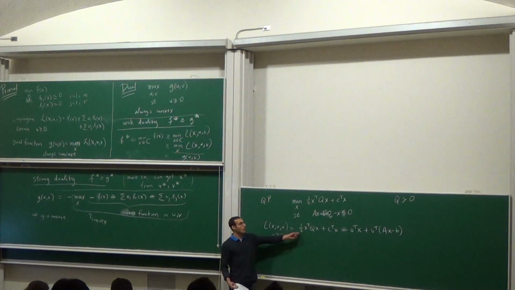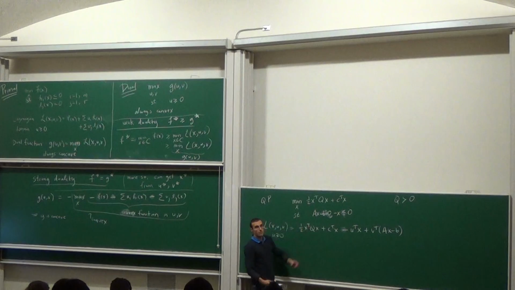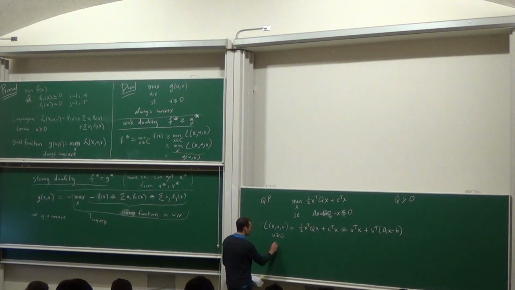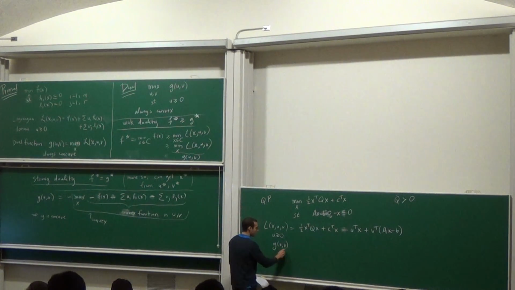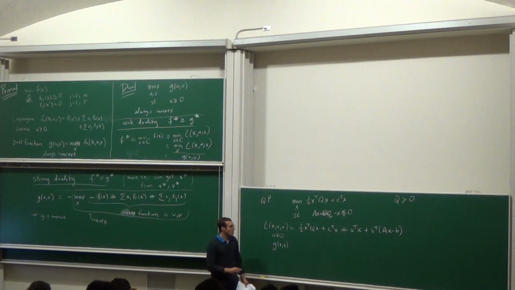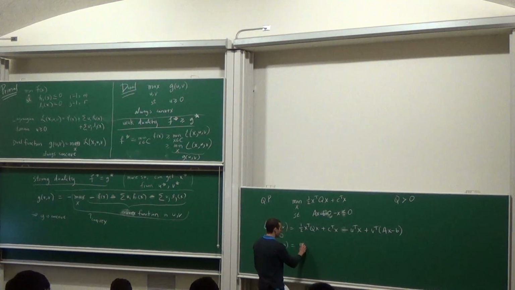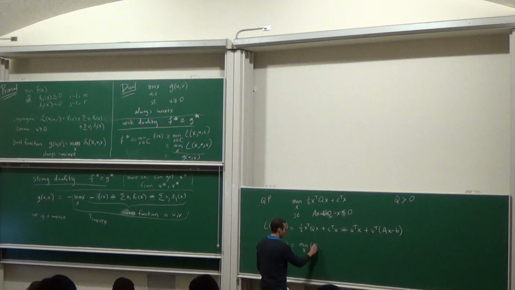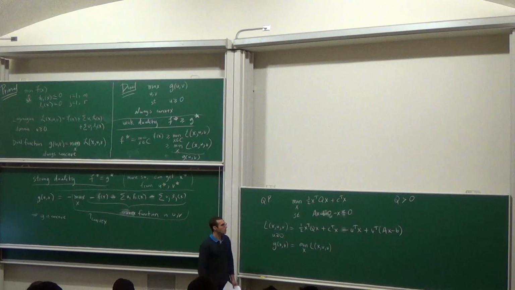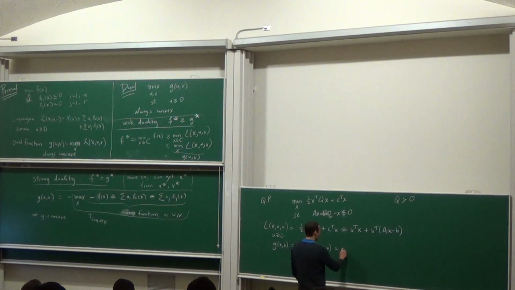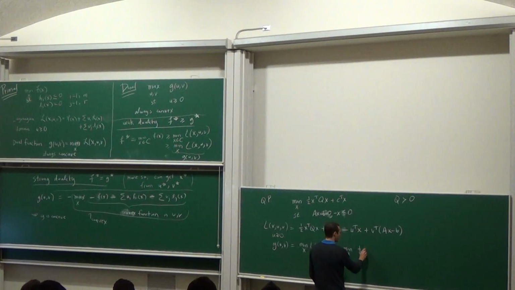Otherwise, this would not give us a lower bound on the criterion over the feasible set. And what's g? G is the minimum of this over all x. So how do we minimize this over x? Let's just group the terms that depend on x. Minimum over all x of one half x transpose Qx.